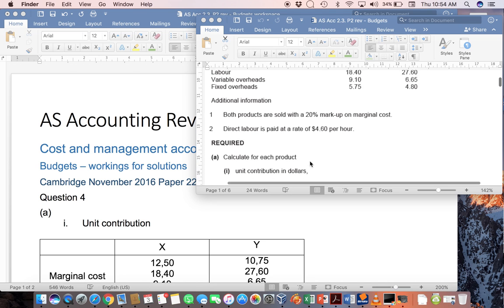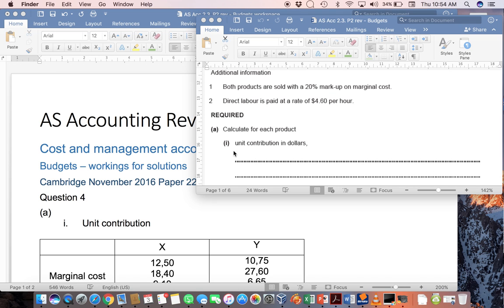Firstly, we are required to calculate for each product the unit contribution in dollars. Contribution means how much can be contributed towards covering the fixed costs. In other words, you are looking for your marginal profit, but specifically per unit. In other words, your selling price per unit minus all these marginal costs per unit will give you your unit contribution.